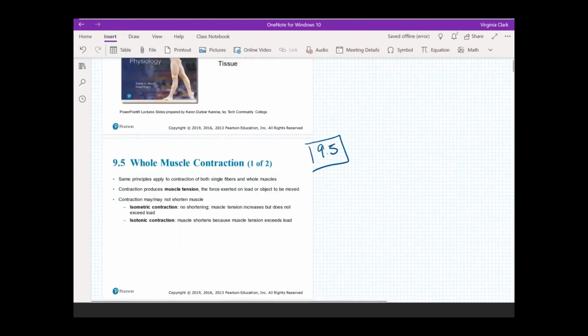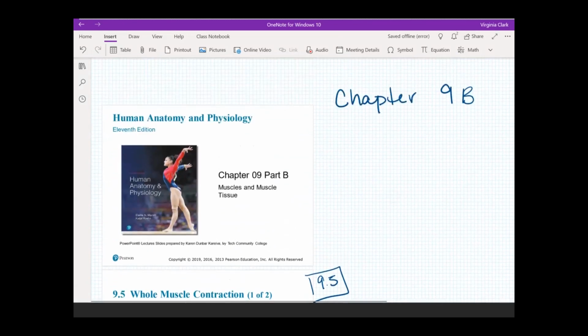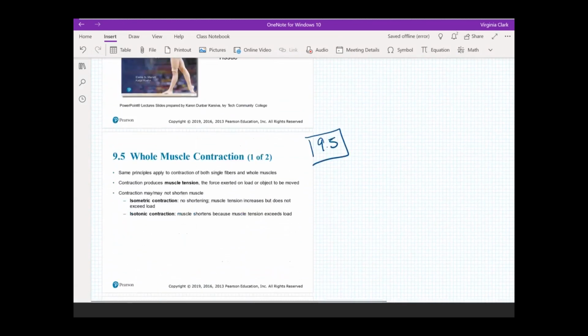So this video is going to be covering the second half of chapter 9, 9.5 and 9.8. And we're going to start with section 9.5. Here we're looking at the whole muscle. So not the microscopic and not the physiology, but after all of those pieces, how does the actual muscle do what it needs to do to move the skeleton?